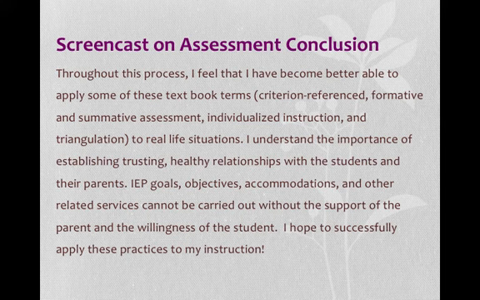Like I said here, IEP goals, objectives, accommodations, and other related services cannot be carried out without the support of the parent and the willingness of the student. I really hope to successfully apply some of these practices to my instruction.